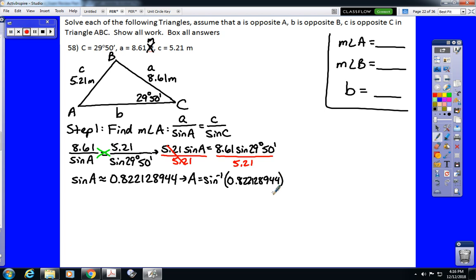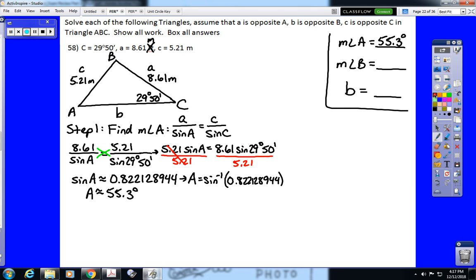So we take the inverse sine on our calculator, and we get that angle A is, and again, three significant figures, 55.3 degrees. Could write that in degrees and minutes, but we don't need to. So 55.3 degrees is the measure of angle A.